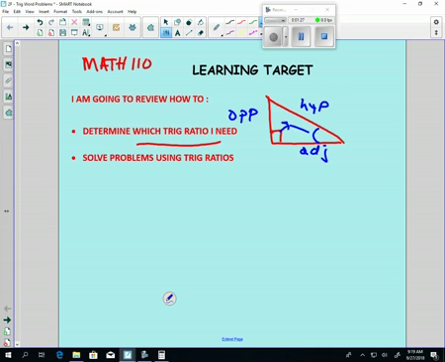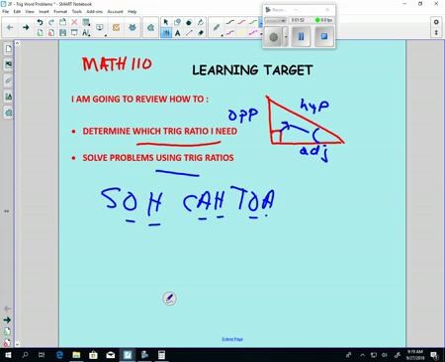Now, depending on which pieces of information they give you, that will determine which trig ratio. I always put this down on my paper so I can refer to it. If they give me the opposite and the hypotenuse side, then I know I'm working with sine. If it's adjacent and hypotenuse, I know I'm working with cosine. If it's opposite and adjacent, then I'm working with tangent. Sometimes they're looking for a side, sometimes they're looking for an angle. So we have to determine that as well.